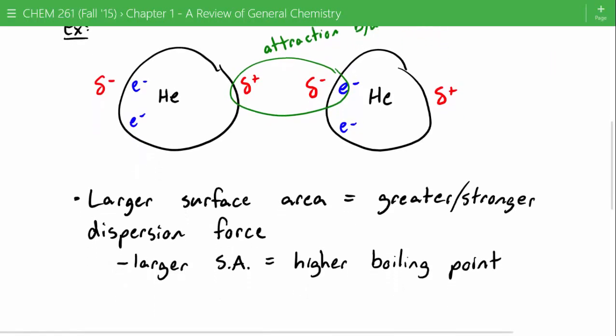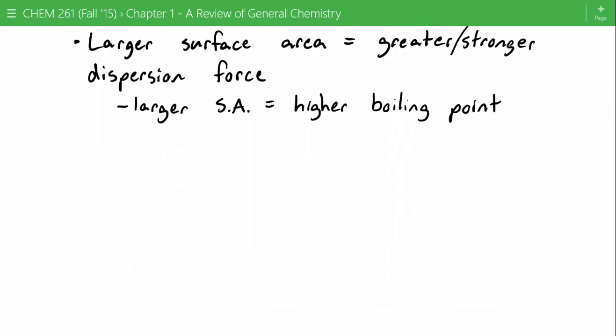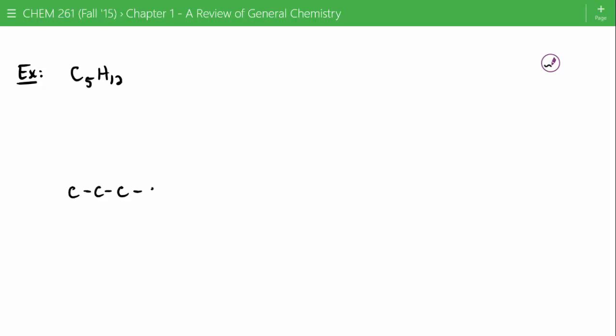So let's take a look at some examples of this. And this is kind of a weird example, but I like showing it. So this is C5H12. C5H12 has a variety of different isomers. We've got one where it's just straight carbons, 3, 4, 5 hydrogens coming off of each end.